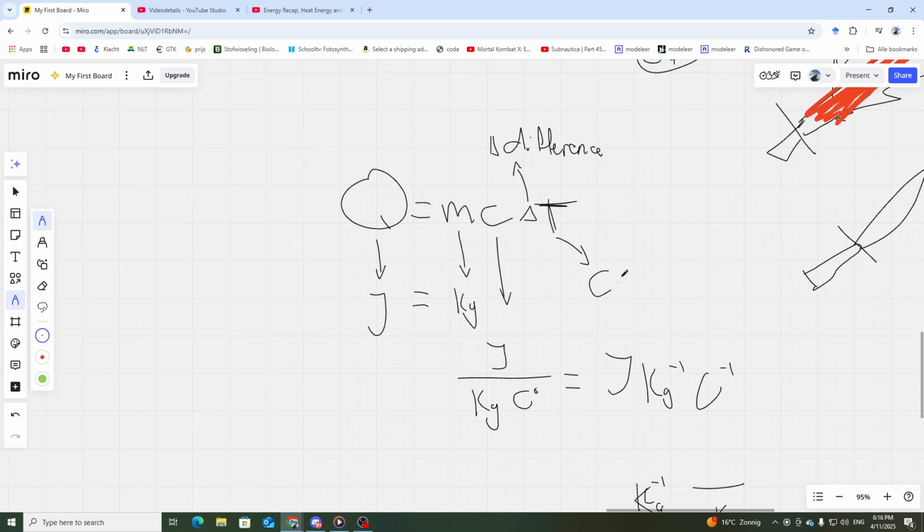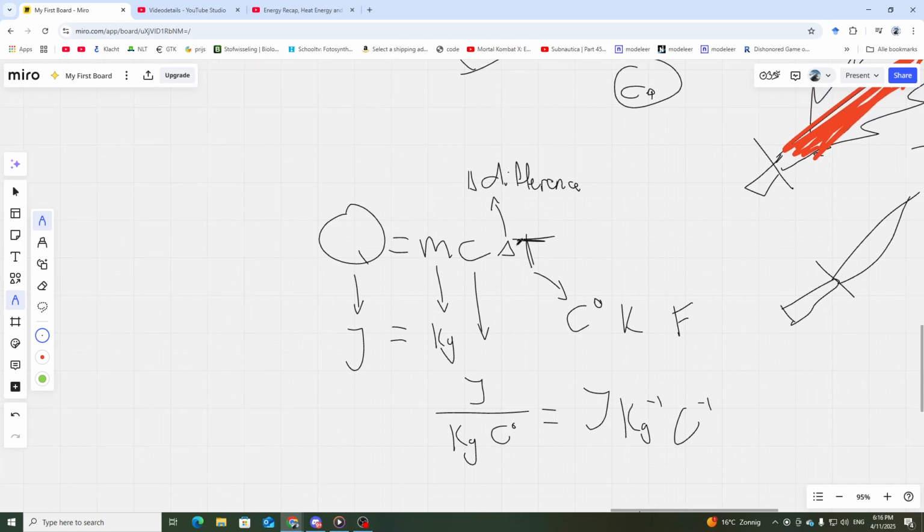And then temperature, it can be in Celsius, it can be in Kelvin or Fahrenheit, but we skip Fahrenheit. So we do either Celsius or Kelvin. It doesn't really matter because we're talking about temperature difference here.